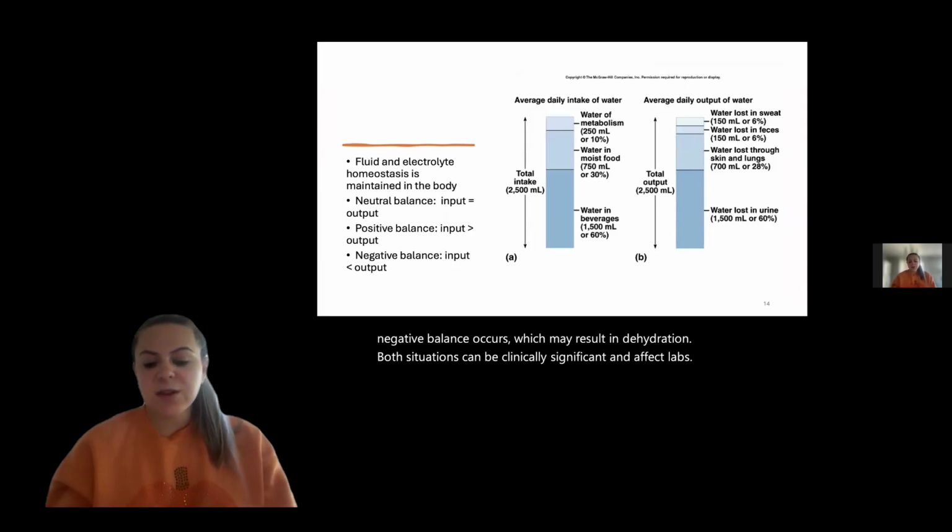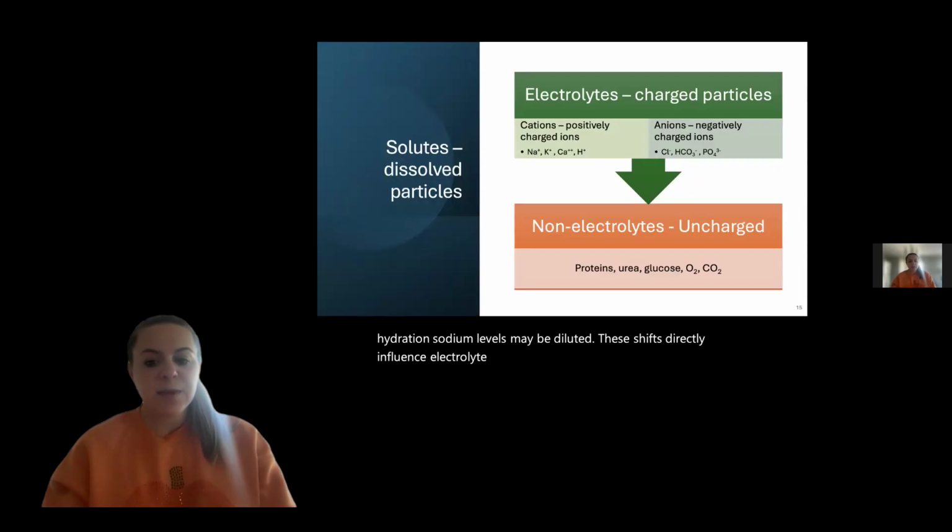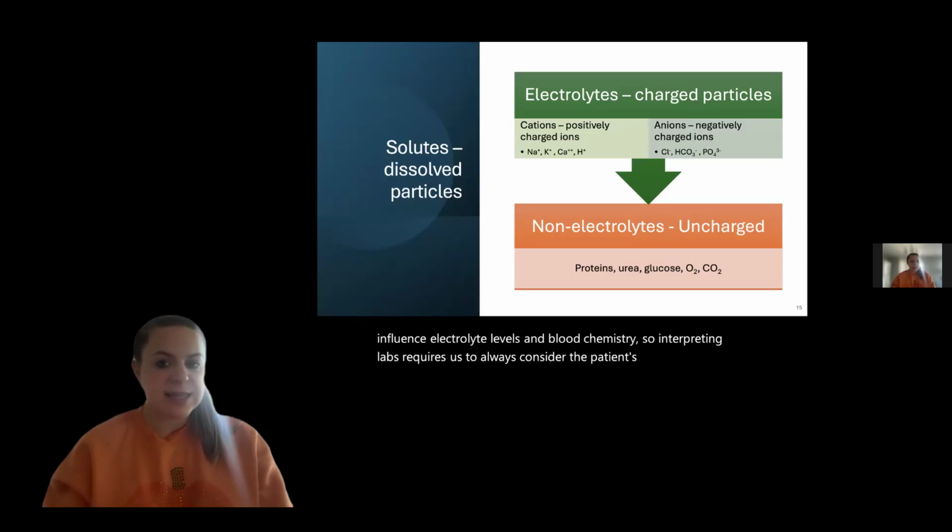Homeostasis of solutes and fluids relies on these balances. For example, in dehydration, we see an increase in sodium concentration because water loss exceeds sodium loss. In overhydration, sodium levels may be diluted. These shifts directly influence electrolyte levels and blood chemistry. So, interpreting labs requires us to always consider the patient's hydration status.